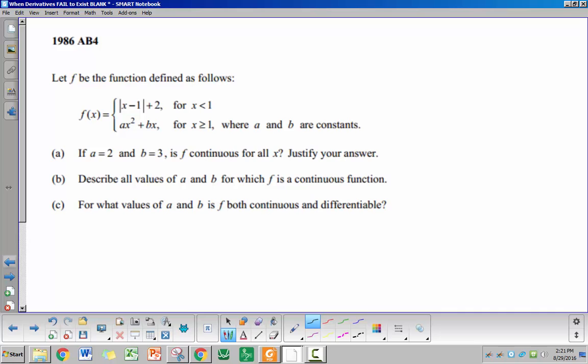Oops, going back. This is a classic AP Calculus question from 1986. How many years ago? Lots. 30. All right, and this says, given this piecewise function, where a and b are constants, if a equals 2 and b is 3, is f continuous for all x?